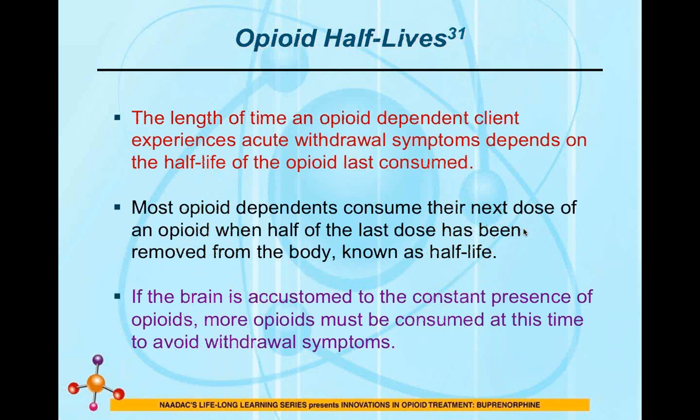And we know that the acute opioid withdrawal symptoms are going to start occurring dependent upon the length of time that the client has been taking the drug. And that is directly dependent on the half-life of the opioid that was last consumed. And this is very different depending on the drug that's being consumed. But we know that most opioid dependents try to consume their next dose of an opioid when half of the last dose has been removed from the body. That's when they start to feel what's called, quote-unquote, sick.